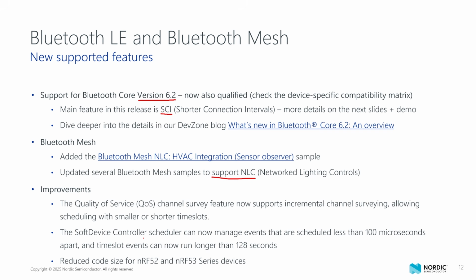Also on the SoftDevice controller, the scheduler now has a little bit more flexibility on how you can manage events, both on the lower end, so you can schedule events that are less than 100 microseconds apart, and the time slots can now run longer than 128 seconds. And there are also some code size improvements on the SoftDevice controller for the 52 and the 53 series devices. This depends a bit on the configuration, so it's difficult to give you a figure. But if you're migrating from an existing SDK version to 3.2 and you're using nRF52 or nRF53 series, you should definitely see an improvement there in your application.